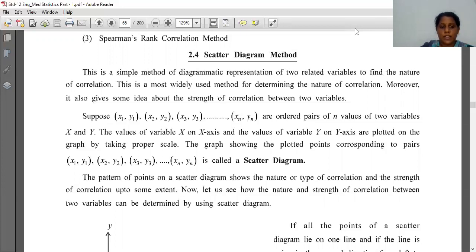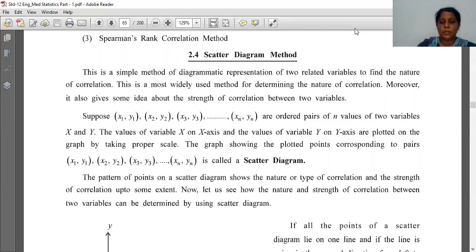Suppose x1 y1, x2 y2, x3 y3, and so on are ordered pairs of n values of two variables x and y, the values of the variable x on x-axis and the value of the y on y-axis. While drawing the graph, you know now how to draw the graph. X-axis, y-axis, zero, scale, everything is the same thing you have to write. But whatever is given on the x column in the table in the question, you have to write that on the x-axis, and y column you have to write on the y-axis, right? And are plotted on the graph by taking a proper scale.